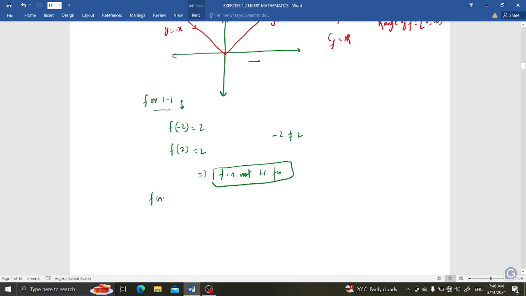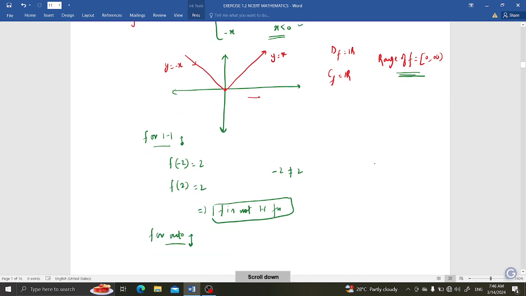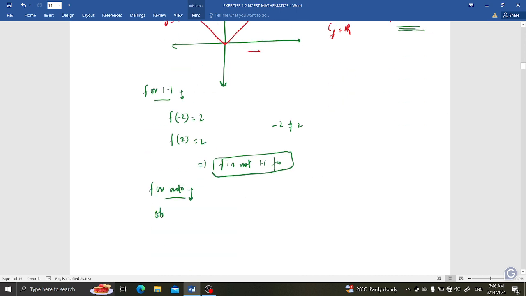Same thing for onto. We can observe here the range set is not equal to the codomain set. Here the codomain is complete R, but the range is this one, closed 0 to infinity. Observe, the range of f is not equal to the codomain of f, that is, closed 0 to infinity is not equal to complete R.